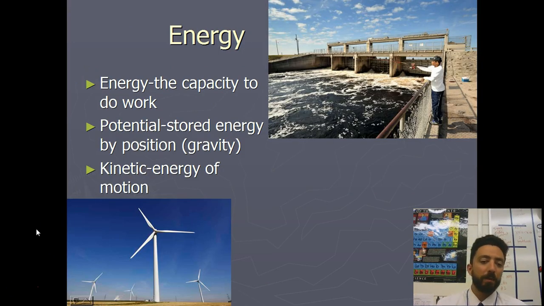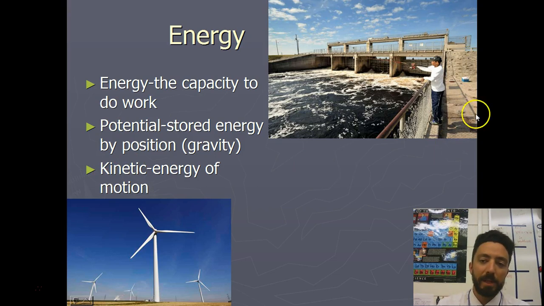All right, we've got matter, now we've got energy. Energy is the capacity to do work. Anytime you are moving a force over a distance, you are doing work. And we have the potential to do work. That is stored energy. It's usually stored by position if we're talking about gravity, or it can be stored in chemical bonds if we're talking about chemical potential energy.